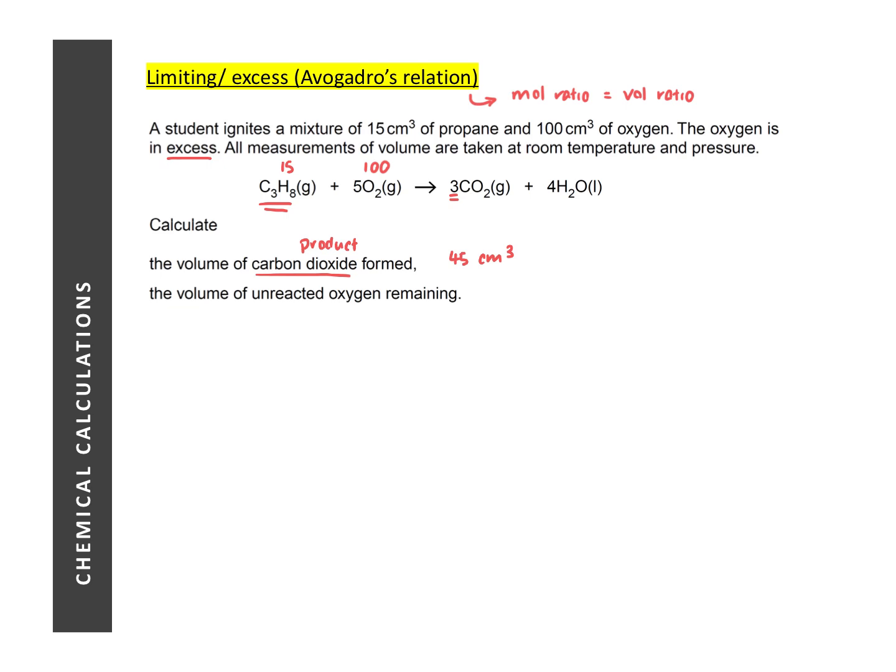Next, we need to find the volume of unreacted oxygen remaining. So how do we do that? Again, it is to compare the mole ratio between propane and oxygen gas. So the ratio is actually 1:5, meaning 15 cm³ of propane would react with 75 cm³ of oxygen gas. And since we have 100 cm³ of oxygen gas present, the volume of unreacted oxygen will be 25 cm³.